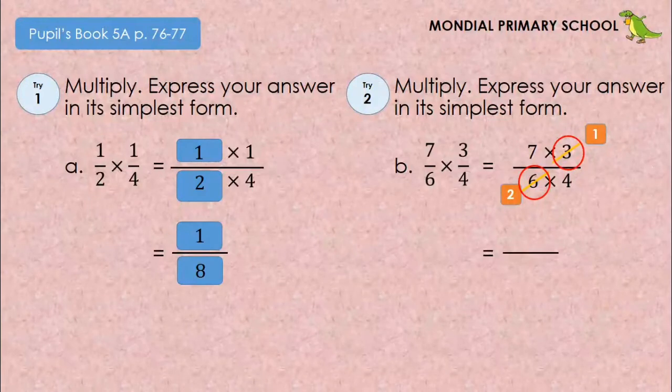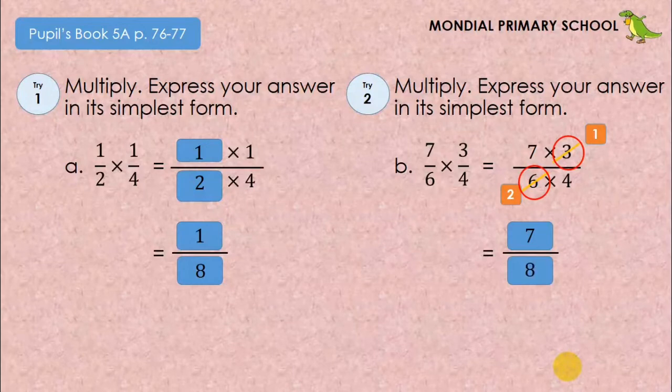Now, what is the next step? Fantastic! Multiply the numerators and then multiply the denominators. So, what is 7 times 1? 7. Super. What about 2 times 4? 8. Very good. So, 7 out of 6 times 3 out of 4 equals 7 out of 8.